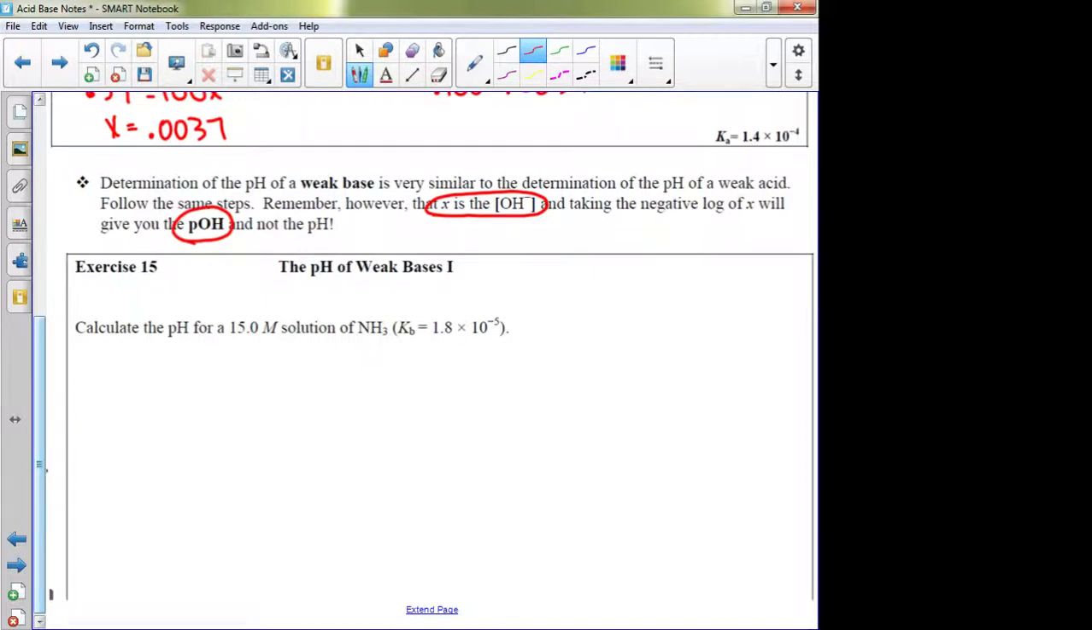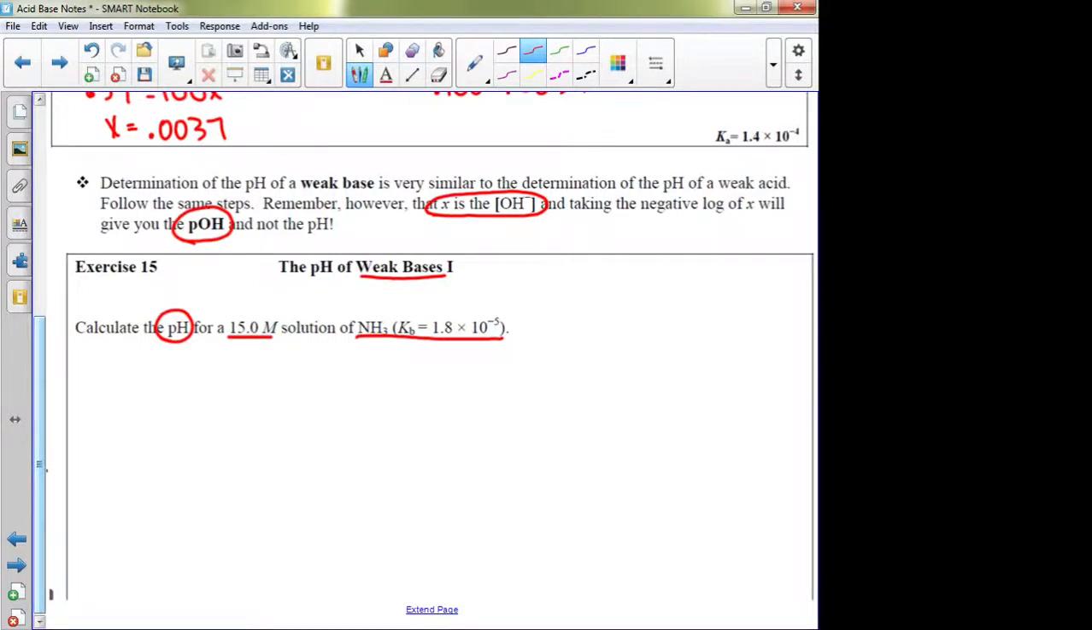All right. So let's look at exercise 15. It says calculate the pH for a 15 molar solution of ammonia, and the Kb for ammonia is 1.8 times 10 to the negative fifth. Okay, now I know the problem up here says weak bases, but you should be able to look and say NH3 is a what? Weak base. You should know that. We've talked about that lots. Okay, so that means anytime I have a weak acid or a weak base, I know I'm going to use a what? RICE table. I'm going to need a RICE table.